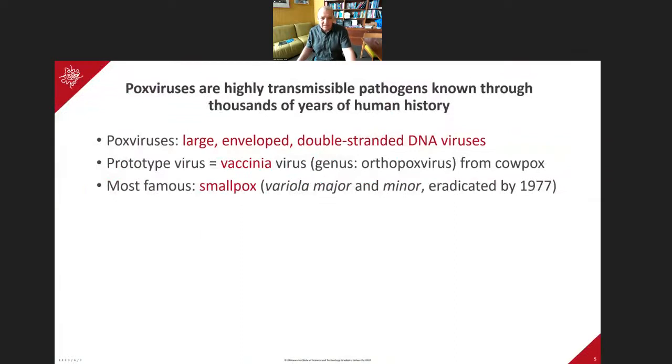So pox viruses have been known for a very long time. Even the Egyptians, apparently in sarcophaguses in the pyramids, they found remnants of pox virus. They were haunted by this virus. And as you know, the most famous one is smallpox, and it was eradicated in 1977. So pox viruses are large enveloped double-stranded DNA viruses.